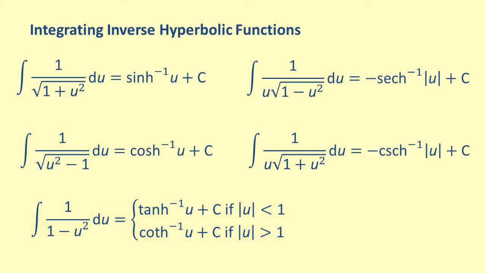Now, let's move on to the inverse hyperbolic secant function. The integral of 1 over u times the square root of 1 minus u squared du is equal to the negative inverse hyperbolic secant of the absolute value of u plus c. Finally, we have the integral of 1 over u times the square root of 1 plus u squared du is equal to the negative inverse hyperbolic cosecant of the absolute value of u plus c.